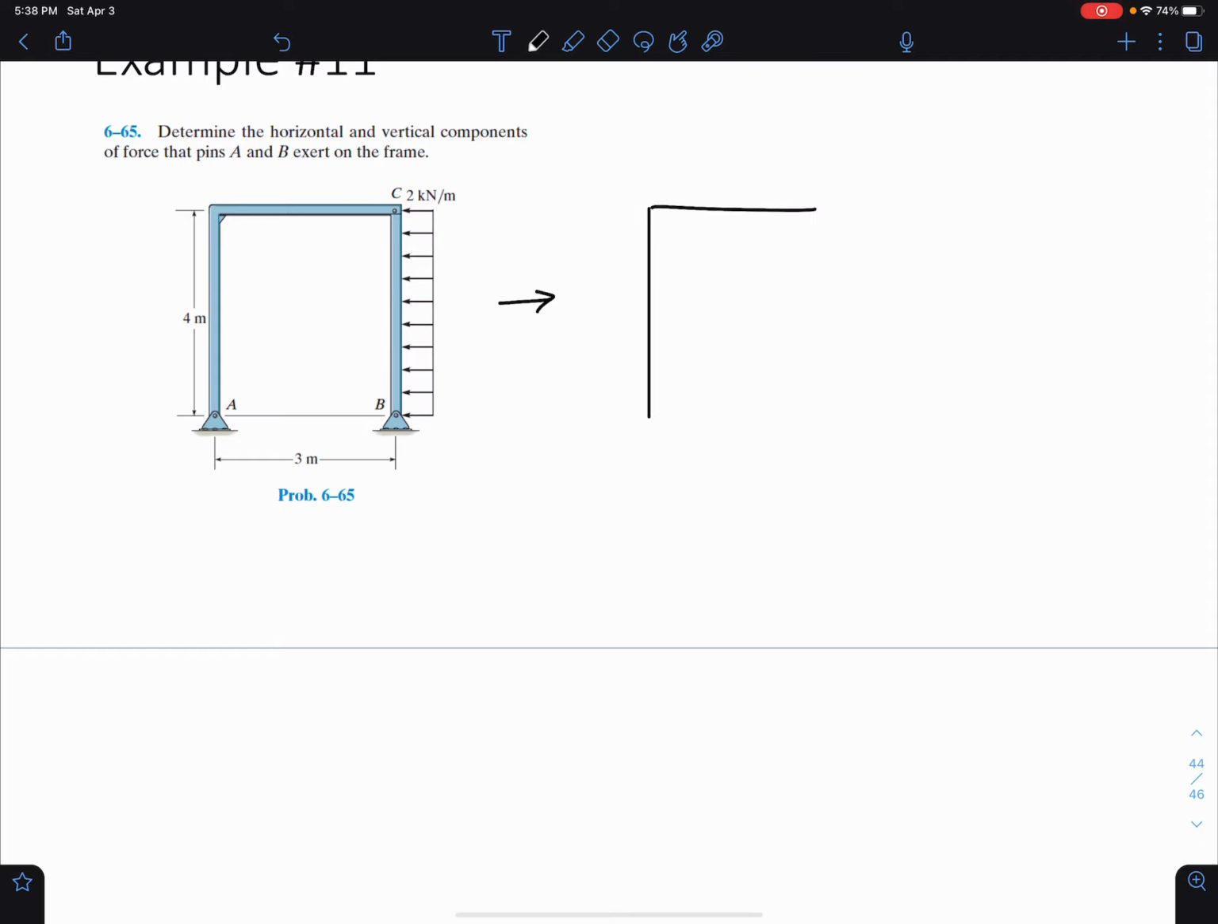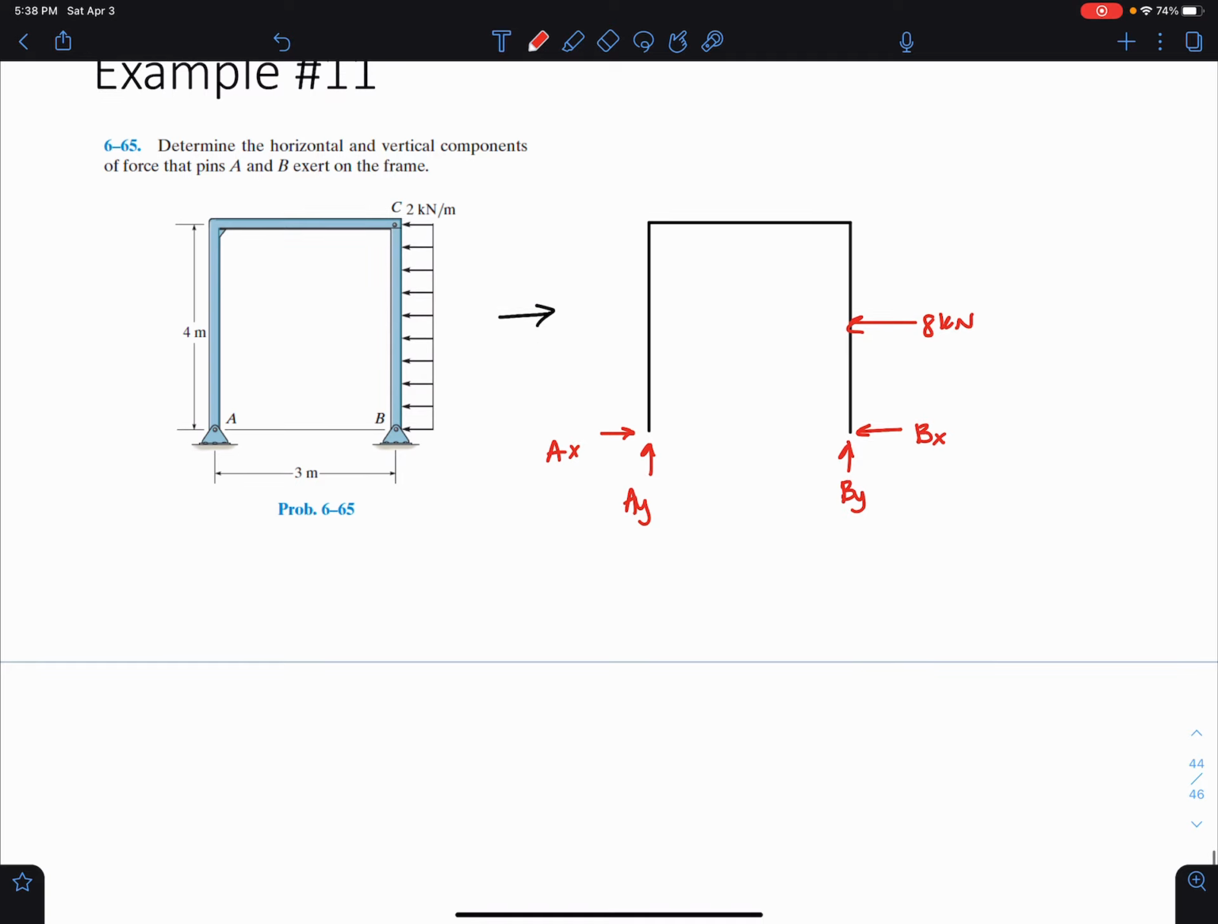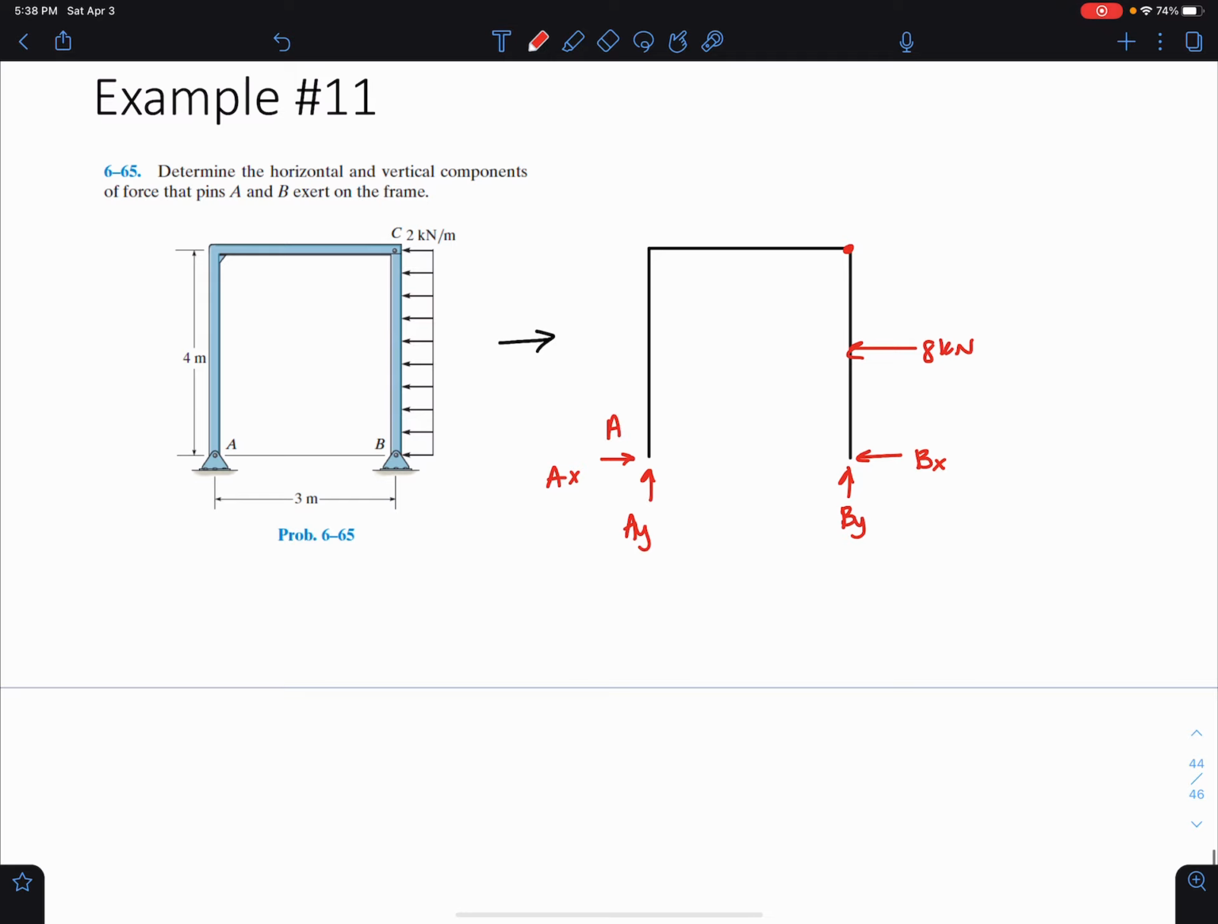Draw over here to the side. We have a pin at A. We have a pin at B. We have an 8 kilonewton resultant force. And we also have an internal pin at C. So for now, we'll just write this as A, B, and C. And this here is 4 meters. And this here is 3 meters.